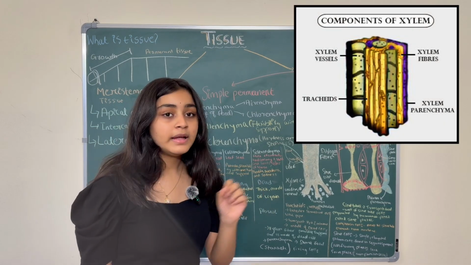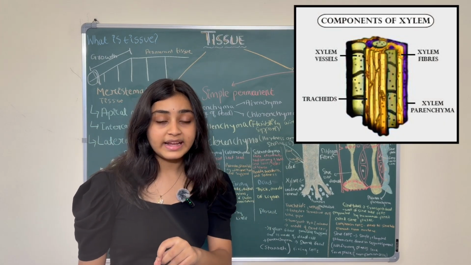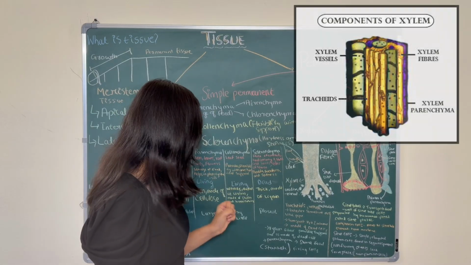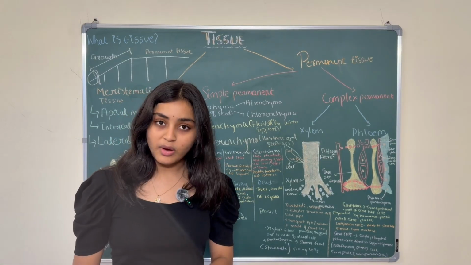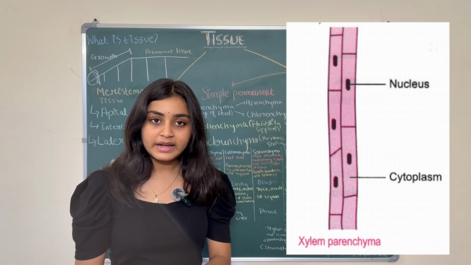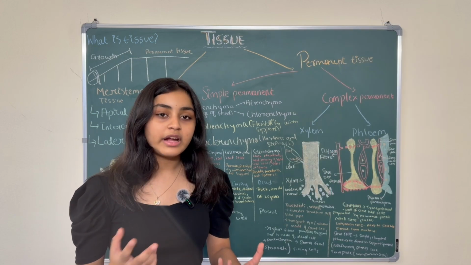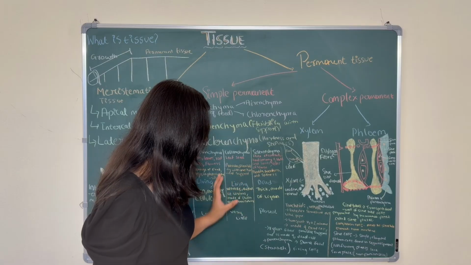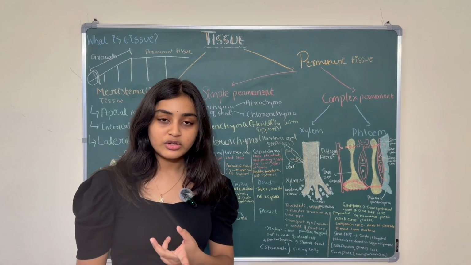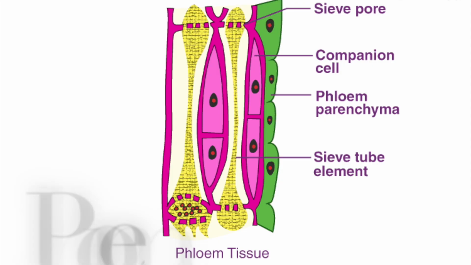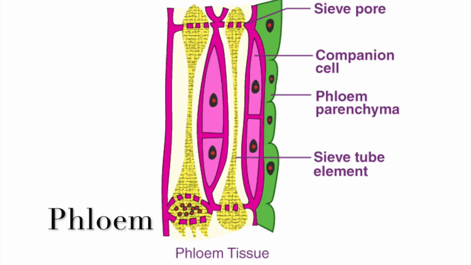And here xylem tracheids and vessels are both made up of dead cells. Okay, and xylem parenchyma is the only one which is made up of living cells. What is the role of xylem parenchyma? It is to store food. What kind of food? Starch. So this was all about xylem parenchyma, and you have to remember the only living thing in xylem is the xylem parenchyma. Okay, now we will move on to phloem.